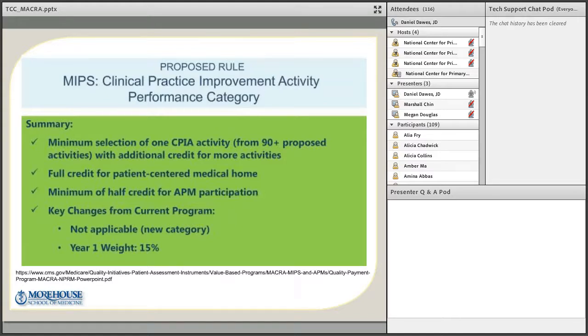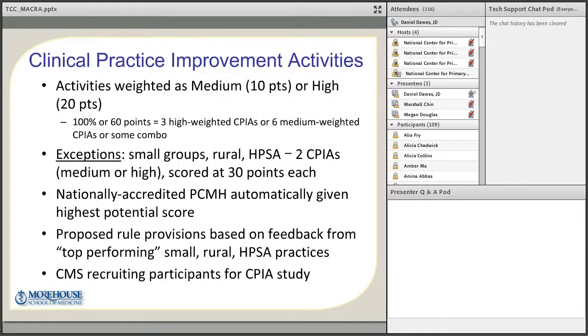So this is a new category for many folks who are in the Meaningful Use program. They might be interested in knowing how they can take advantage of these opportunities. So how does this actually work? Again, they're 10 points or 20 points, and they're actually high weighted versus medium weighted, so you have to look at those. But the exceptions to this now are very interesting. They have small groups, rural providers or clinicians, health professional shortage area clinicians, and all they would have to do is just choose 2 versus 3 or 6 of these CPIA categories, and they're scored at 30 points each.